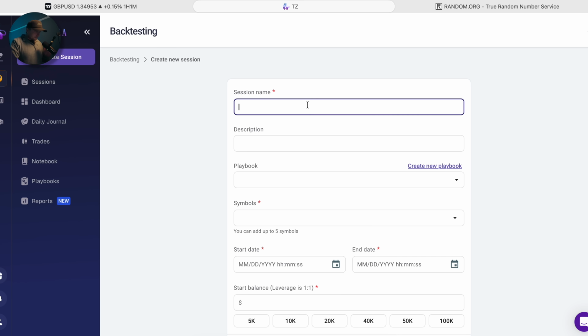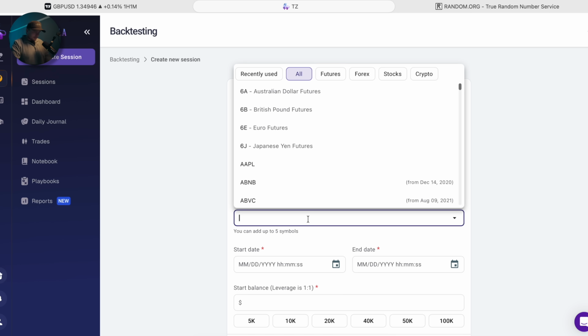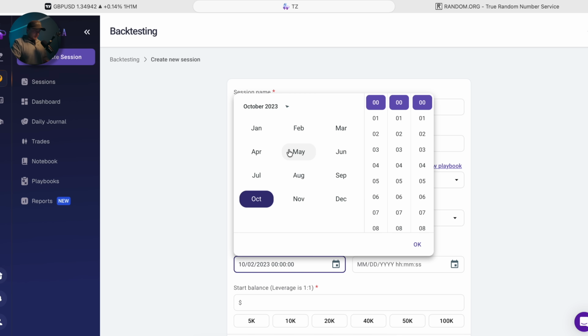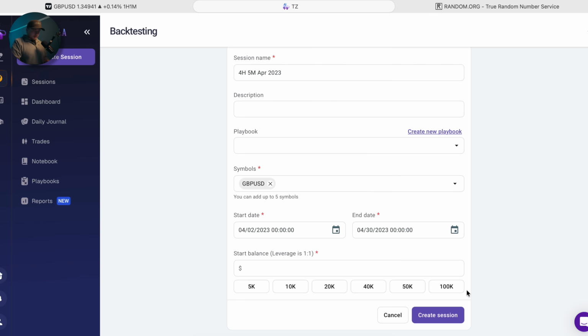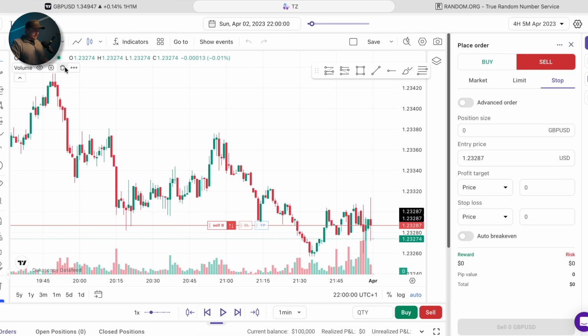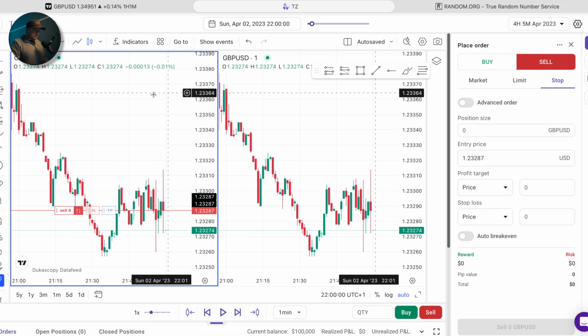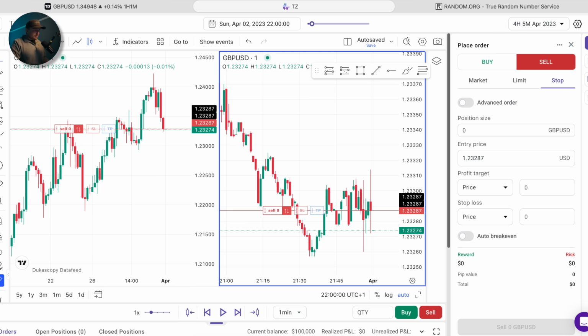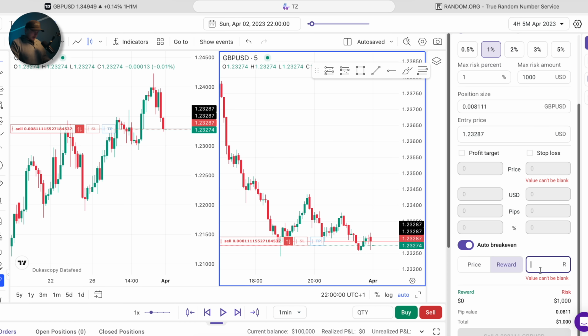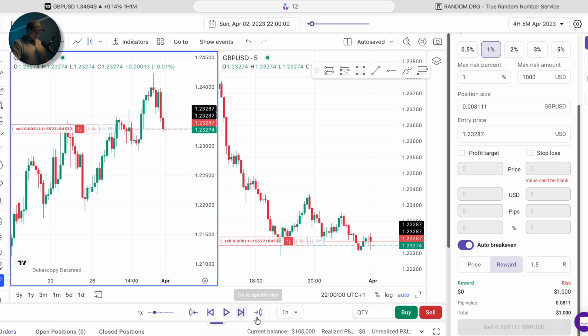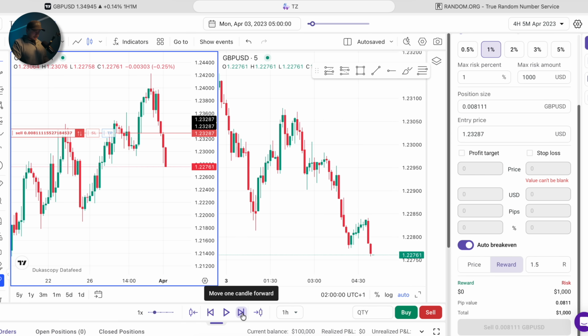Let's create a new session. It's going to be 4-hour, 5-minute, April 2023. And then symbols, we're going to do Great British Pound, US dollar. And we're going to go 2023, April. I'm going to do the start up until the end. And then we're going to do 100K to see if we can pass a challenge. Create session. And then pretty much the same process: delete volume, split screen view, 4-hour on the left, 5-minute on the right, advanced order, 1%, auto break even at 1.5. And then, yeah, let's just skip through, see if we get any trading opportunities at 6.